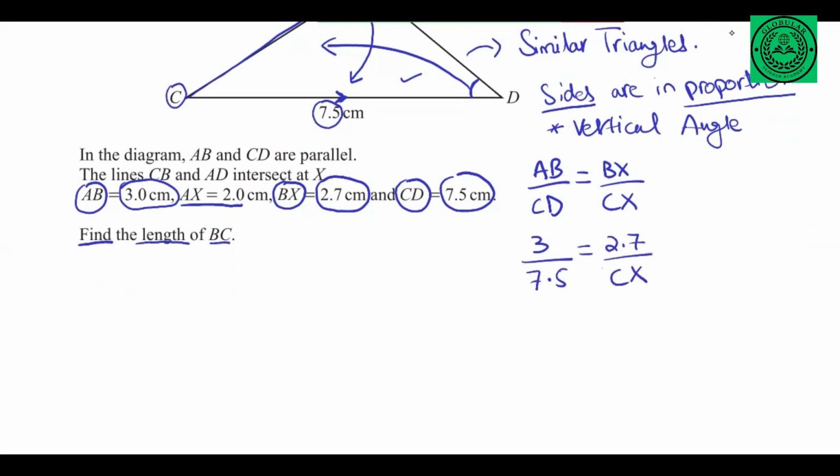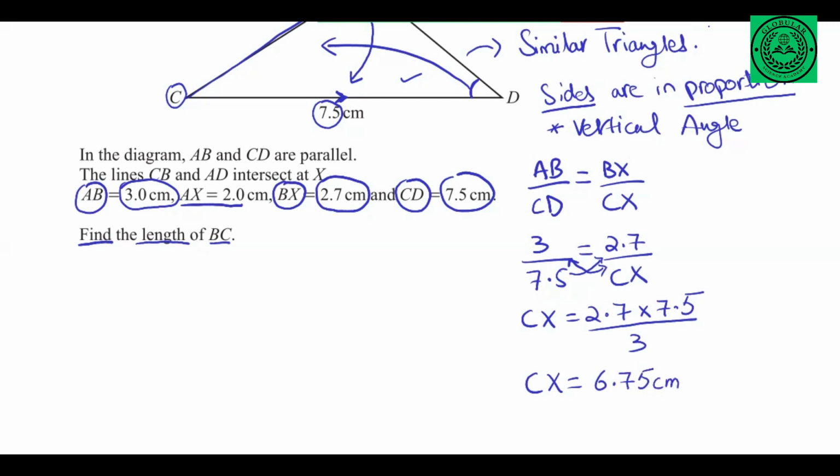Now, according to the simplification rule, this term will go there and this term will go here and this will come this way. So we can write it as CX equals 2.7. This 7.5 will get multiplied by 2.7 and this 3 will get divided over here. So this will give us CX equals to, so the value of CX turns out to be 6.75 centimeters.